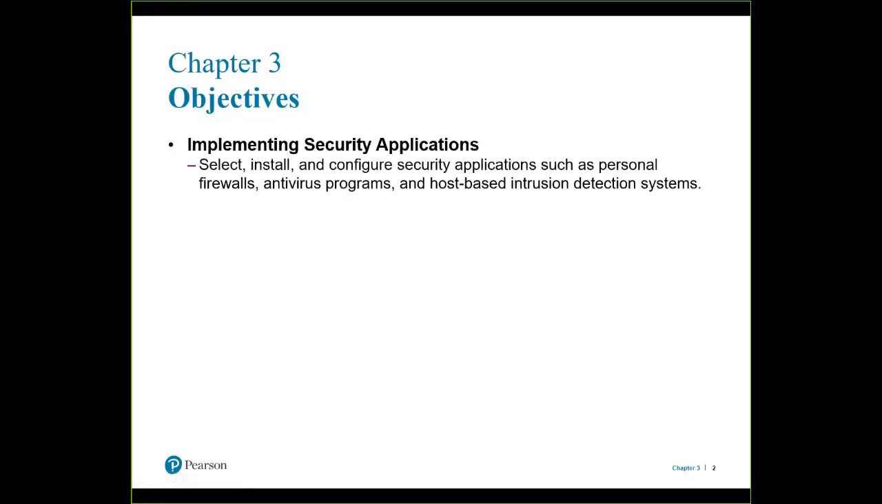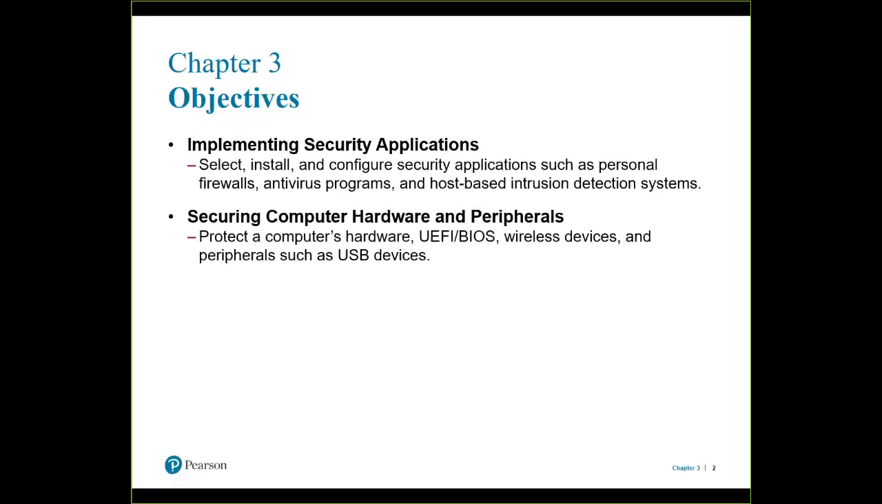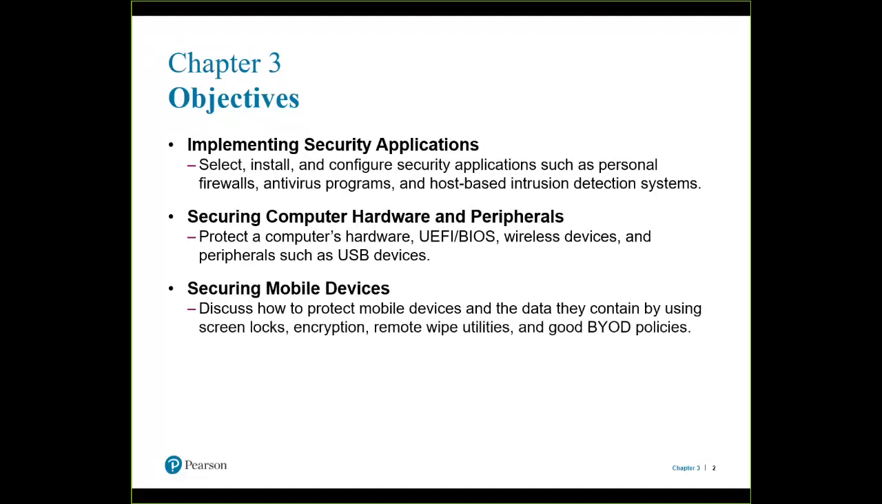So in this chapter, we're going to talk about security appliances. We're going to talk about how to install and configure security appliances, that being personal firewalls, antivirus, and host-based IDS systems. We're going to talk a little bit about hardware and peripherals like UEFI BIOS, wireless devices, and a little bit about securing USB, which is kind of a big thing now. And we're going to talk a little bit about bring your own device.